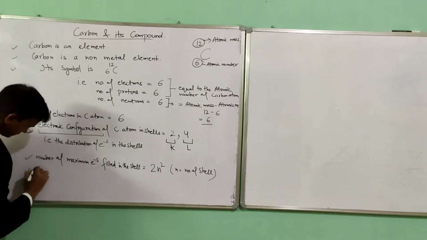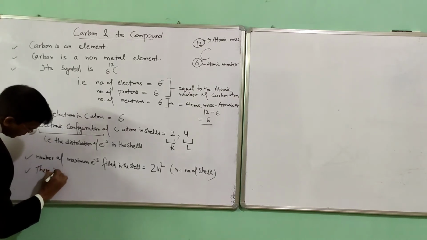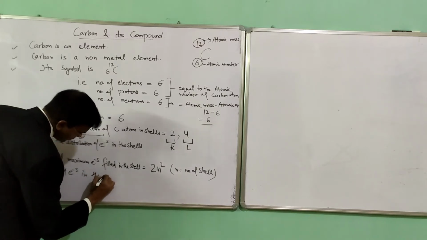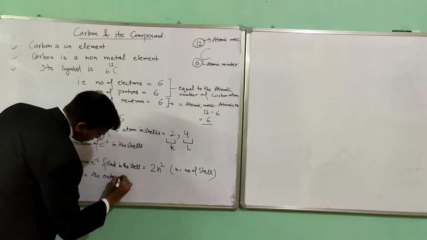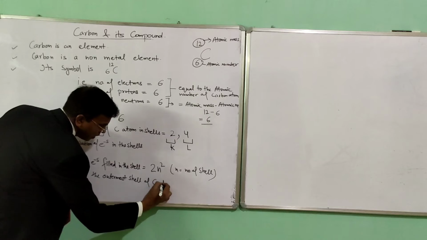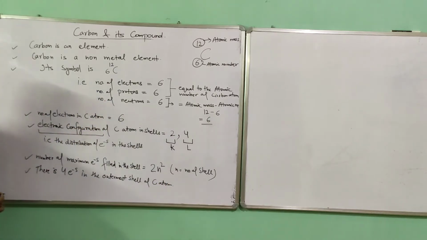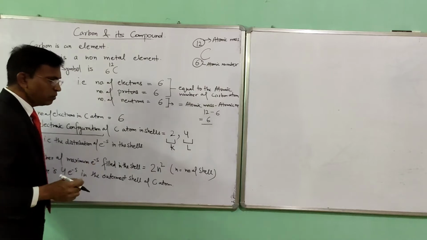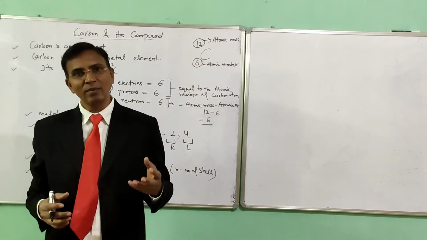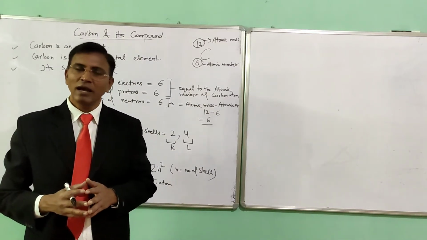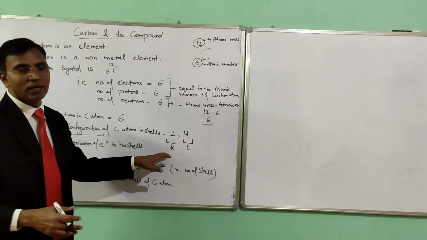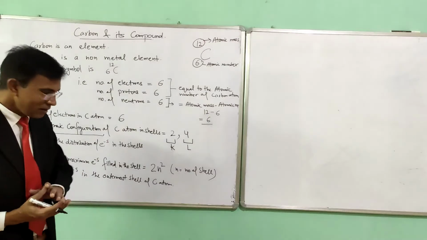There are 4 electrons in the outermost shell of the carbon atom. We know the electrons in the outermost shell can be shared, donated or accepted, and that is called the valency of the atom. So here are the 4 electrons in the outermost shell of the carbon atom.